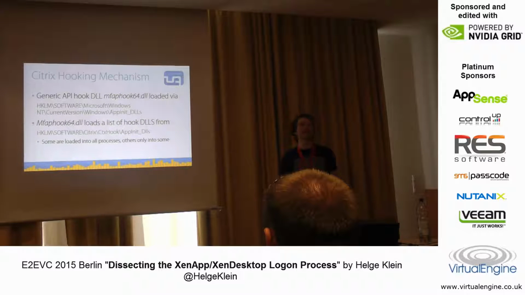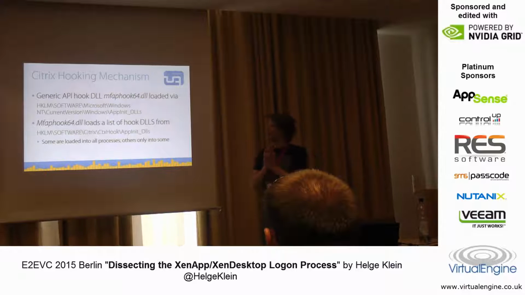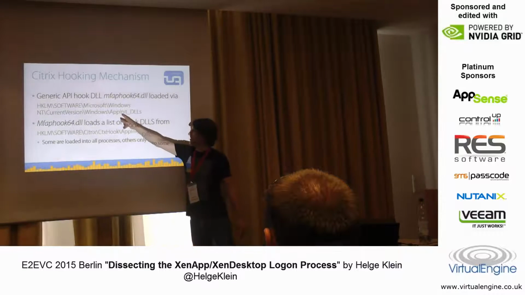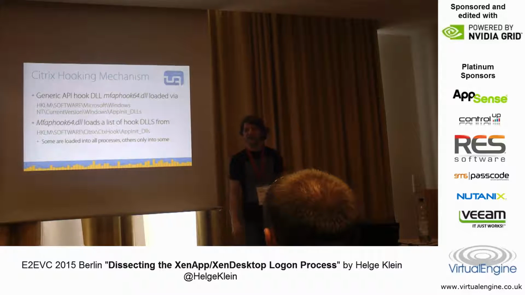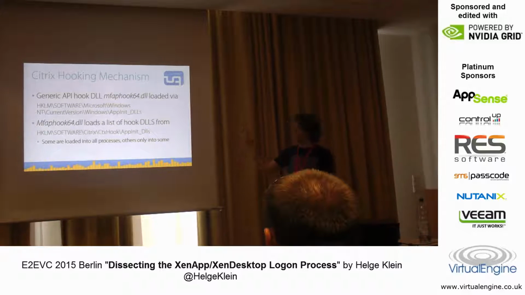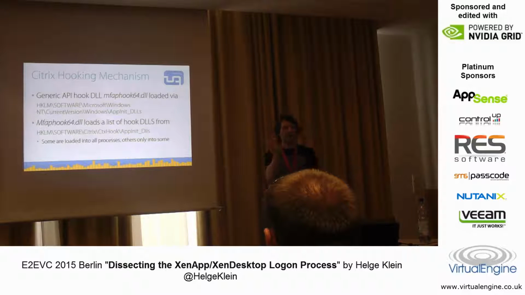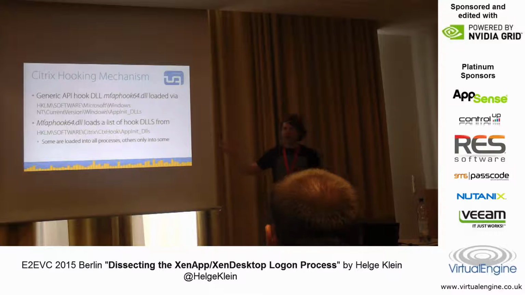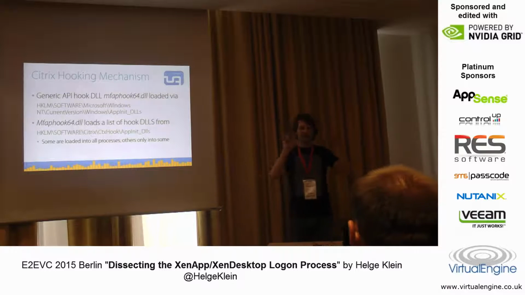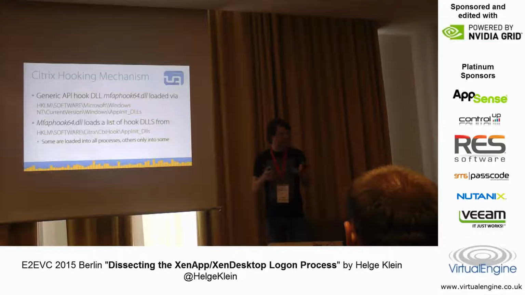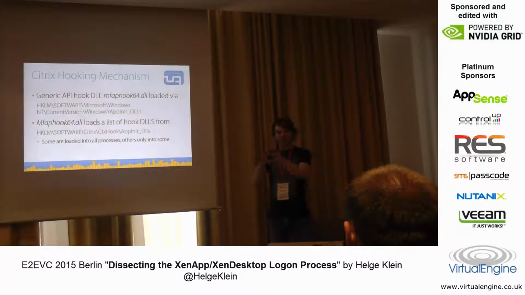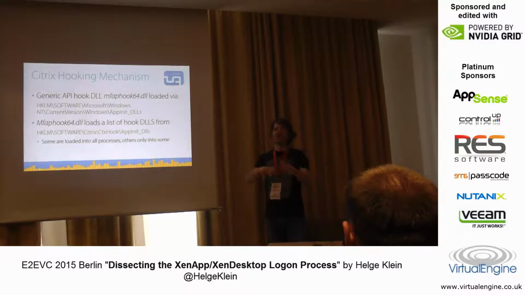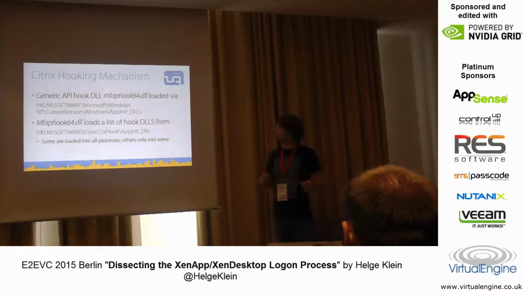The Citrix API hooking mechanism works like this. Windows has a functionality called AppInit, named after the registry value that controls it. If you place the name of your DLL in that AppInit registry value, your DLL gets loaded into every single Windows process, which is, of course, extremely powerful, because once you are in a process, you can control that process. You can do whatever you want. For example, you can install your own hooks, or do other bad things.